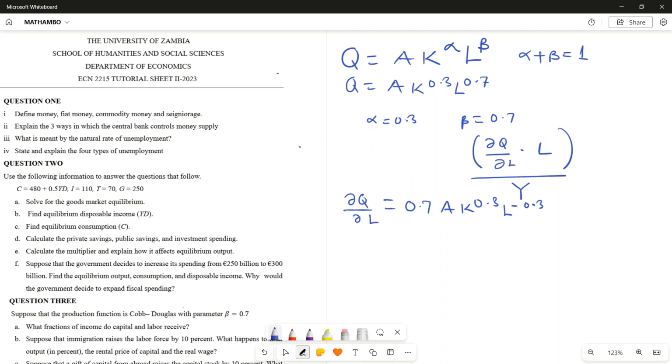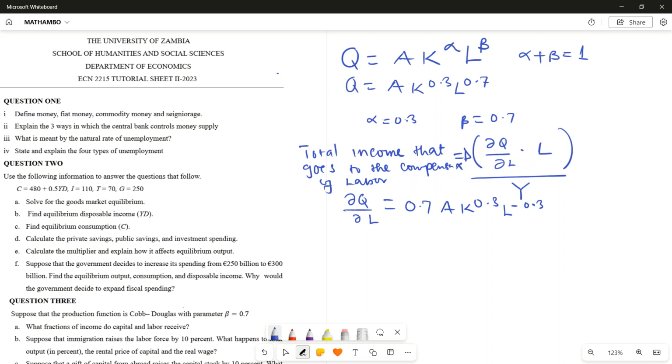So the total income that goes to the compensation of labor is given by this formula here. It's the marginal product of labor times labor divided by the initial amount of output Y, or divide this by Q, which is the same thing.